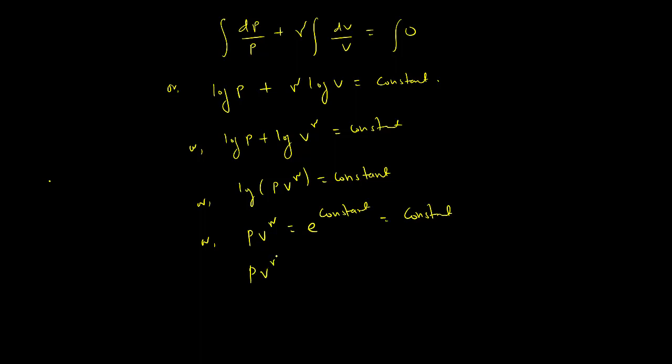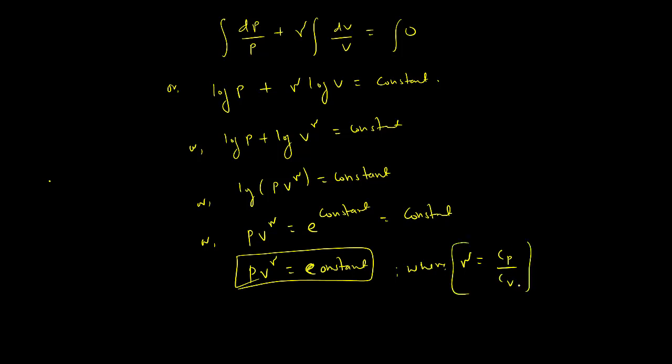So for the adiabatic process, the equation is PV power gamma equal to constant, where gamma equal to Cp by Cv. This is the ratio of molar heat capacities. Okay, this is the equation for the adiabatic process.